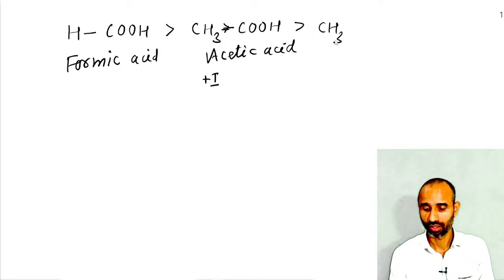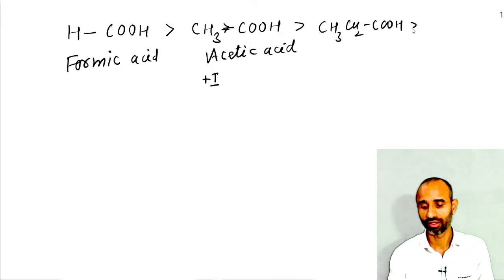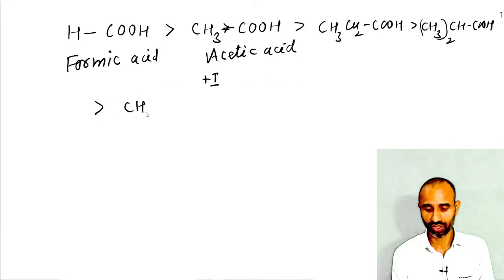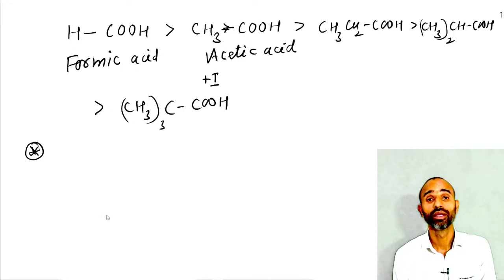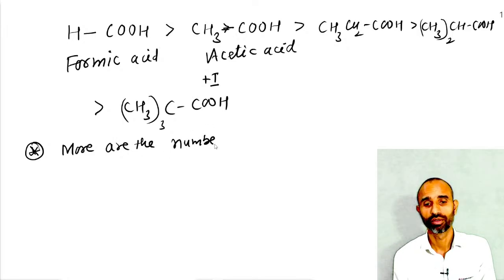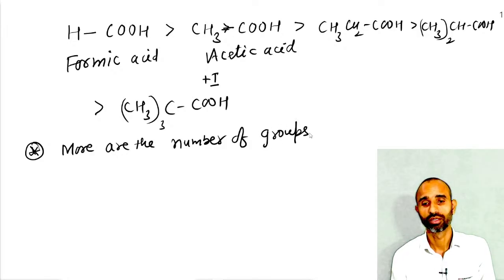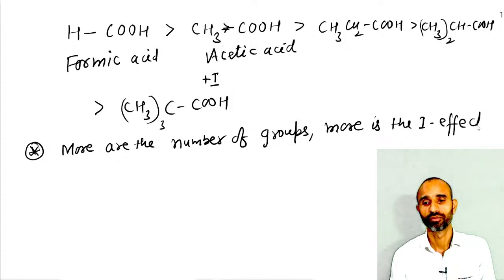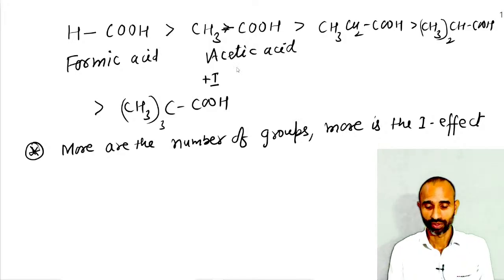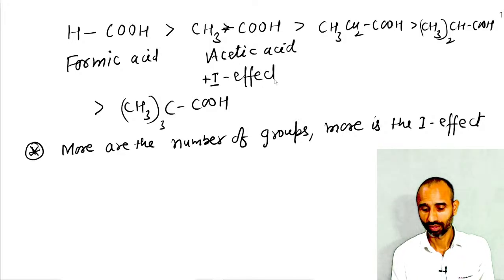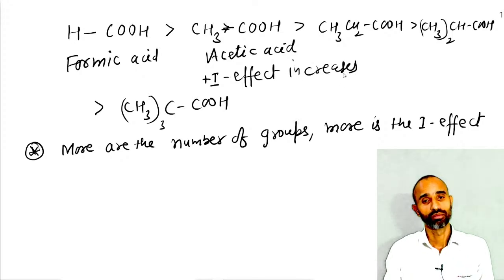So if we have a group with more plus I effect, like ethyl, isopropyl and tertiary butyl, so here we see the more the number of groups, the more is the inductive effect, either plus I or minus I. So see, here plus I effect increases because groups are increasing.